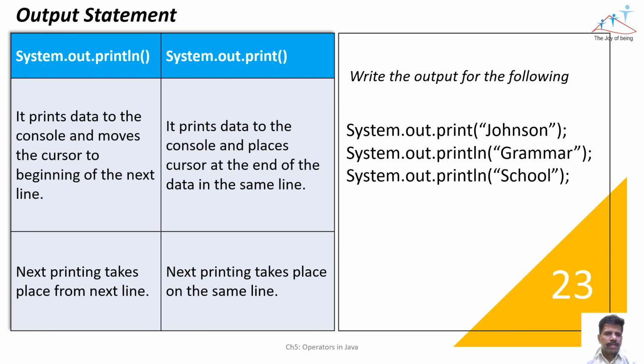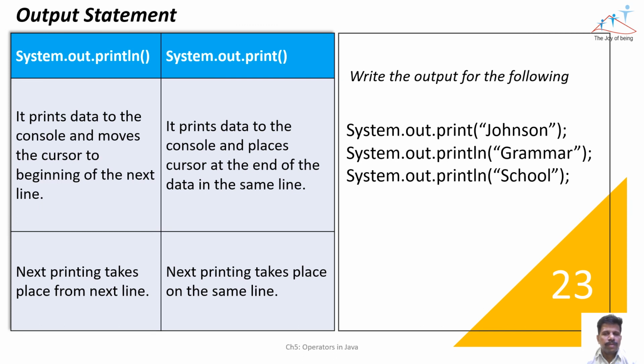Now we will discuss the output statements used in a Java program. Already we have used the output statement to display data onto the terminal window. We have two methods, that is System.out.println and System.out.print. We'll see the difference now. When we use System.out.println to print some data, after printing the data, the cursor will be moved to the beginning of the next line.